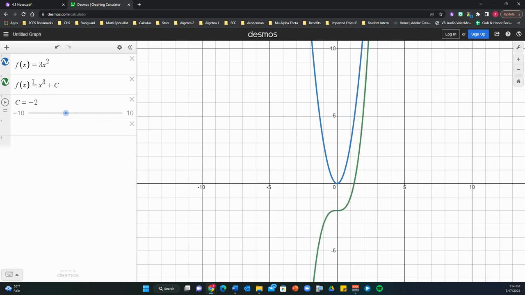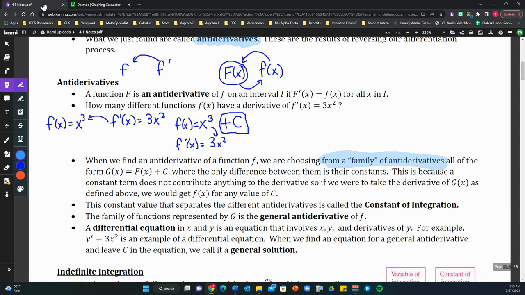That is why all of these infinite number of functions, derivatives, all send us right back to the same place, 3x squared. So, because of that, that constant value that separates the different antiderivatives, special name, vocab, is referred to as our constant of integration, okay? We'll get to that word integration here in a second.